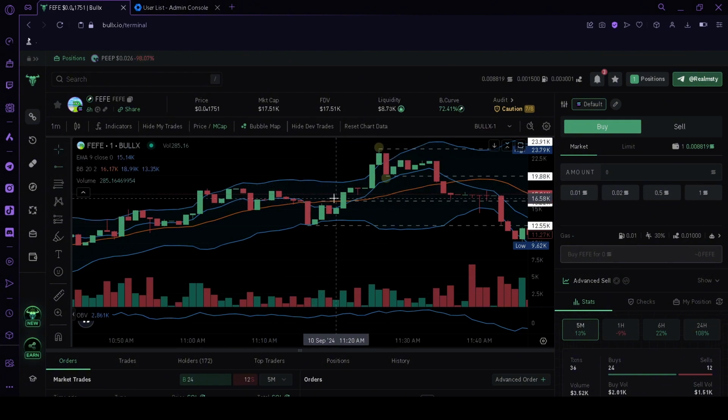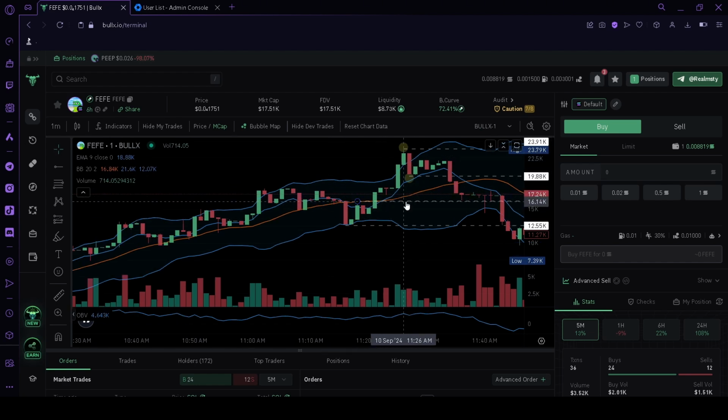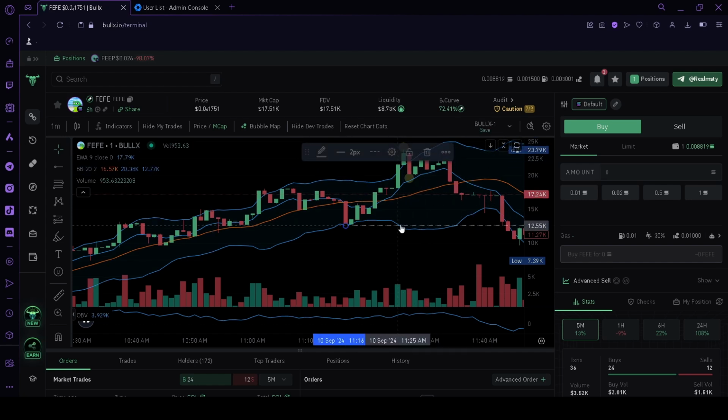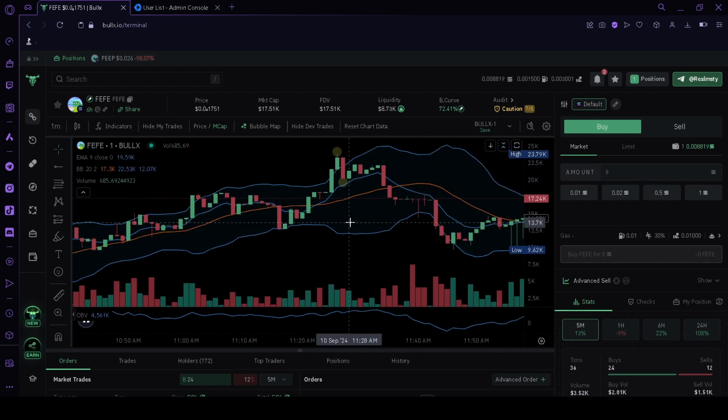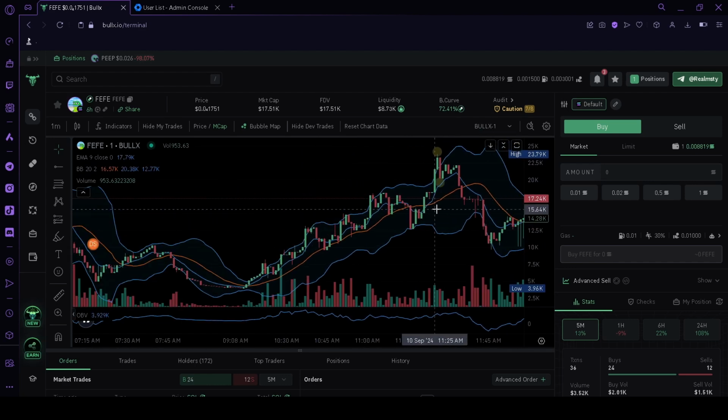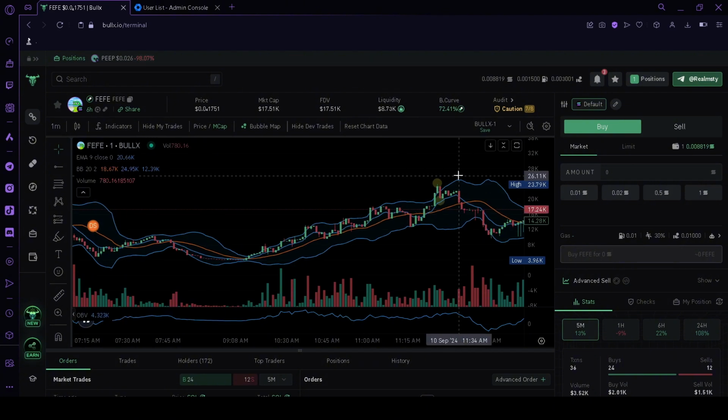And you can see it broke structure right here and it went on a bullish momentum all the way to the top. So that is pretty much what break of structure is. If the price breaches the highest point in the recent move that you're looking at, or the lowest point, if the lowest point is breached it is bearish, if the highest point is breached it is bullish.